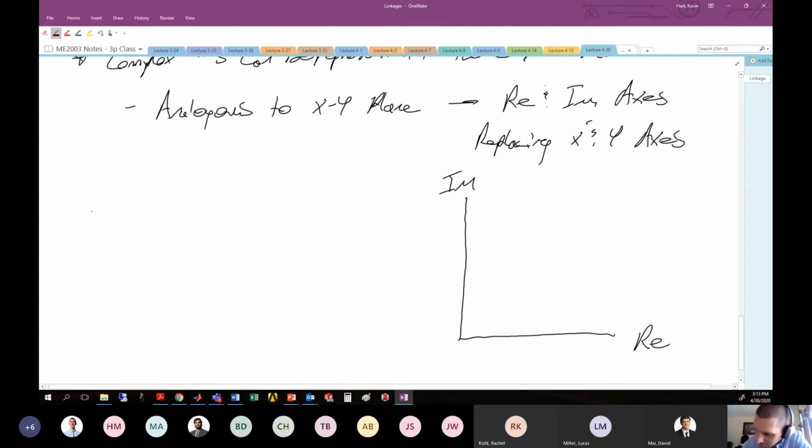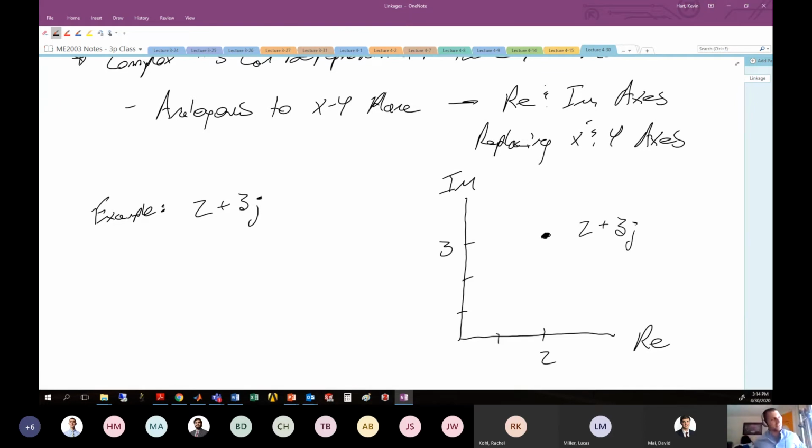So say we have an example here. That is, some complex number is, let's say 2 plus 3j. Right? So we have 2 that's the real value and 3 that's the imaginary value. So here we have 1, 2, and 1, 2, 3. So we have here this location, which is 2 in the real direction plus 3 in the imaginary direction. 2 plus 3j.